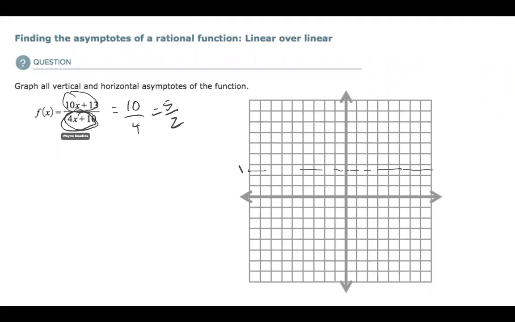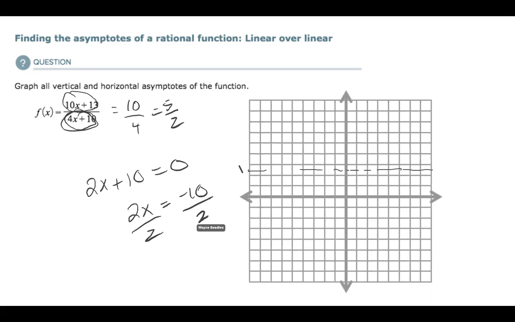And then if we take our denominator, this is kind of confusing because when we solve this, we're going to get 4x is equal to -10, divide by 4, divide by 4. Oh, it's 4. Yeah, that's what I meant. X is equal to -5 halves. So it has a horizontal asymptote at y equals 5 halves, and a vertical asymptote at -5 halves, which would be right here. So x equals -5 halves.